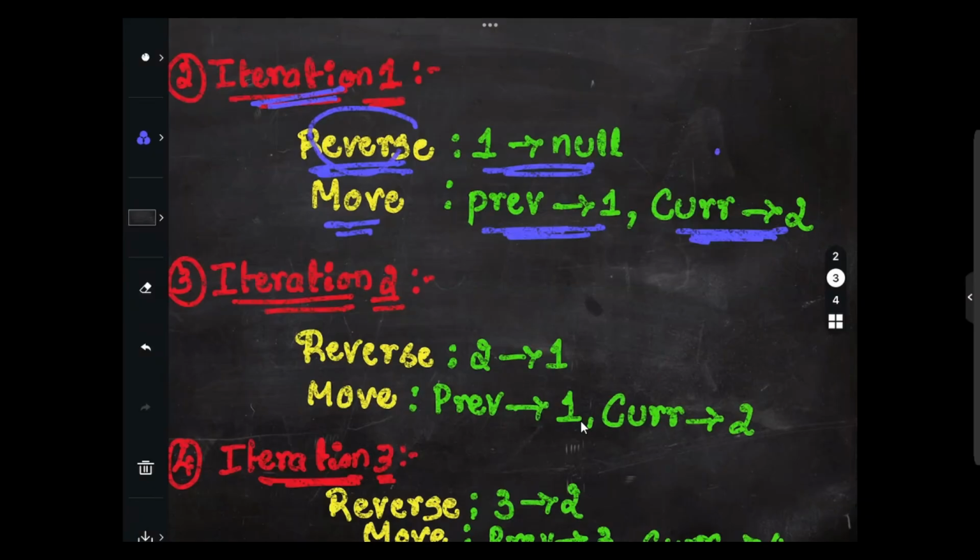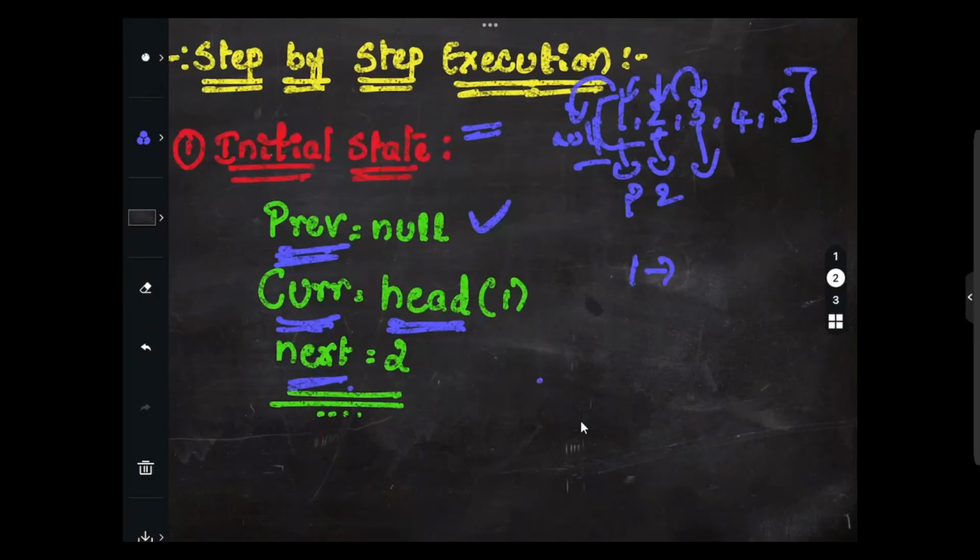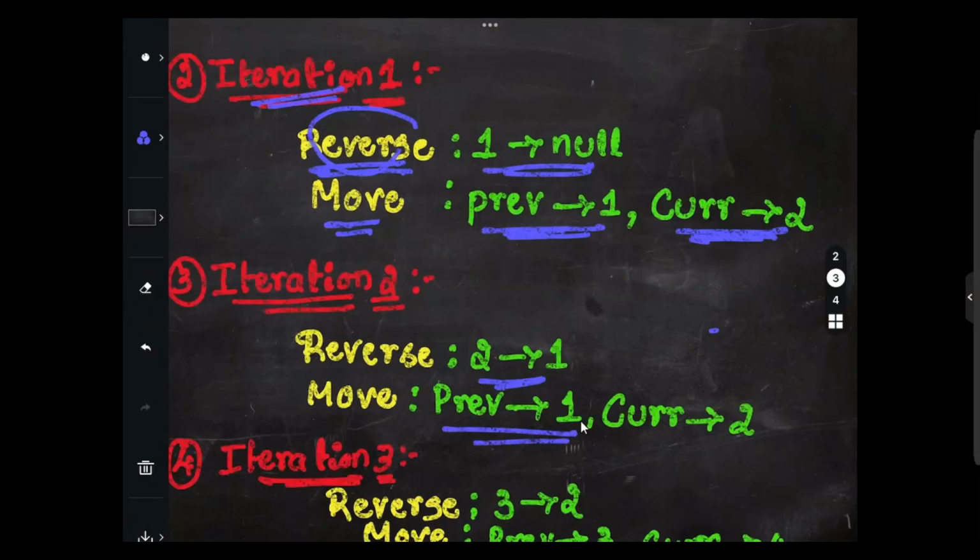Same goes with the other iterations as well. Now we will reverse 2 to 1. 1 to null we have reversed, so now we reverse 2 to 1, and previous becomes 2 and current becomes 3. Let's move on with iteration 3, where we will reverse 3 to 2.